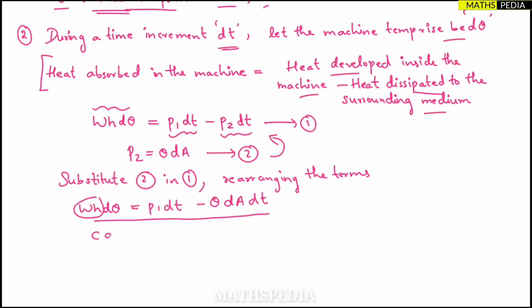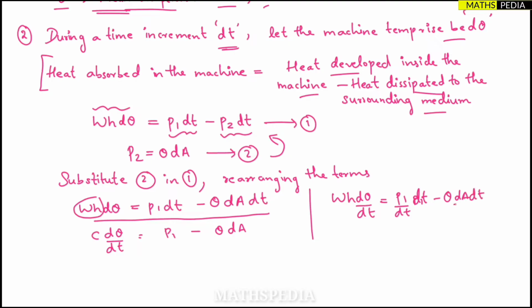So this will become C dθ/dt equal to P1 minus θ dA. That's all. Correct? Why? Because I'll just show you here what happened. So WH dθ, I said to divide it by dt, is equal to P1 by dt, sorry, dt is here, minus θ dA dt by dt. So the whole thing is divided by dt. Now here dt gets cancelled, here also dt gets cancelled, so the remaining part is this one.